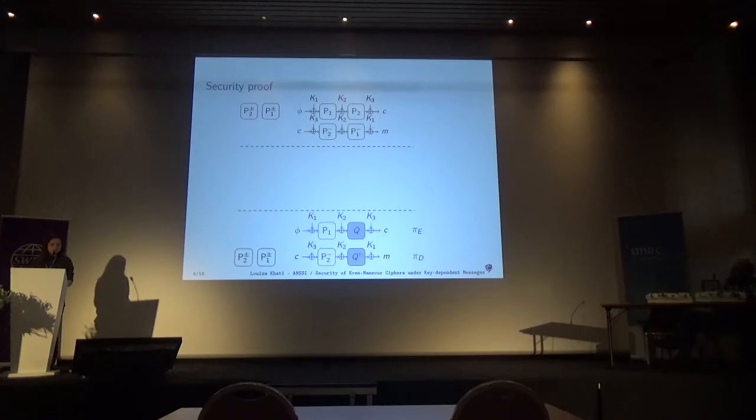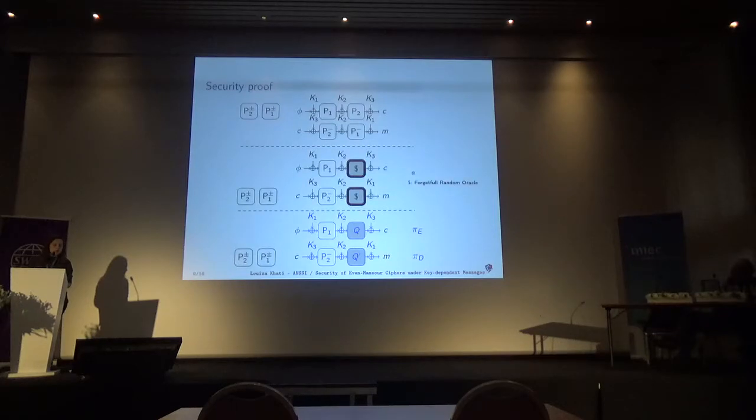And in this world, we are in the ideal world, where we have pi e and pi d for encryption and decryption. So what we did is that we took Q and Q prime that are independent permutations, and the adversary does not have access to these random permutations directly, at least.